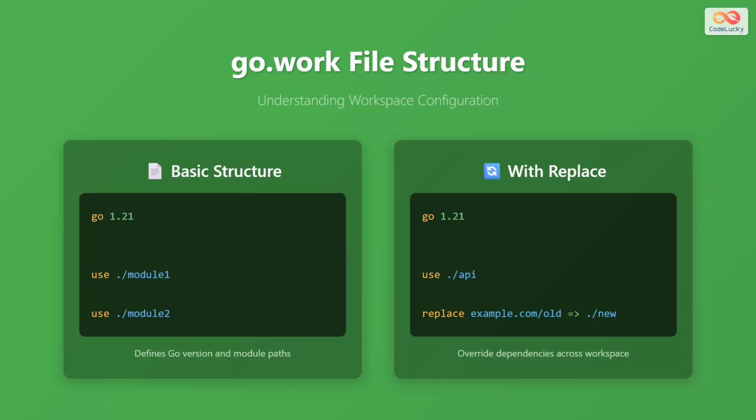Understanding the go.work file structure is crucial for effective workspace management. The file follows a syntax similar to go.mod files, making it familiar to Go developers. The basic structure includes a Go directive that specifies the Go version, such as Go 1.21, followed by use directives that list the module paths. Each use directive tells Go which module directories are part of the workspace.